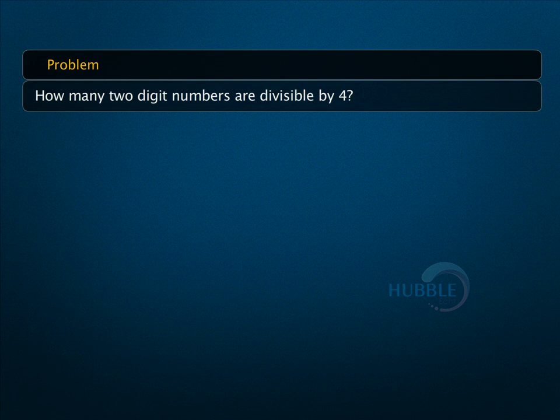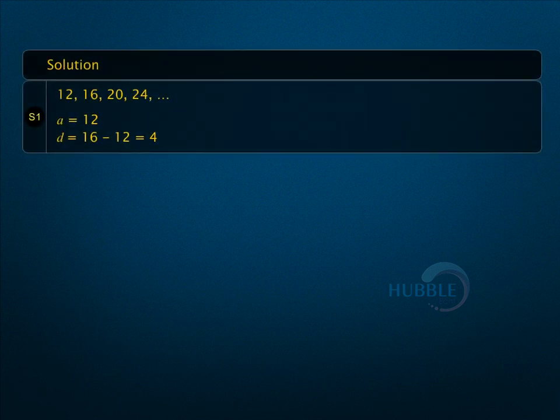How many two-digit numbers are divisible by 4? Let's write the first few two-digit numbers that are divisible by 4. Notice that the list of numbers is an arithmetic progression with a common difference 4 and 12 as the first term.